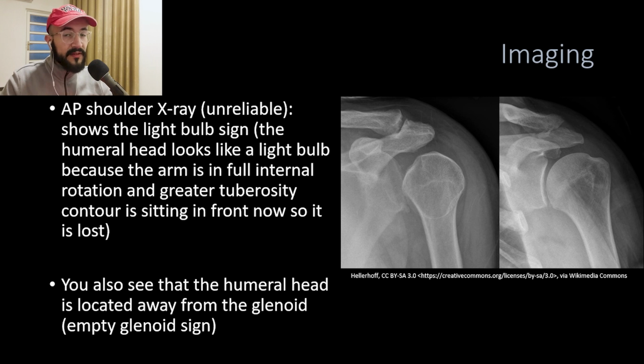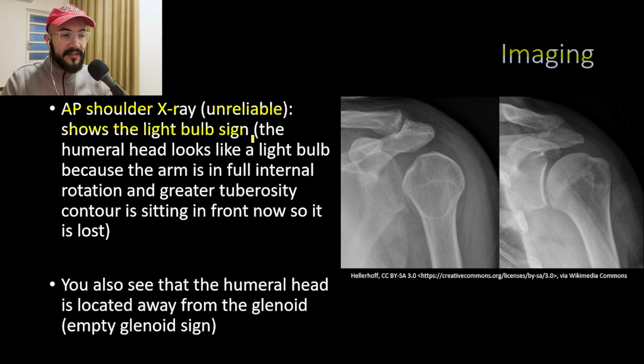Now let's talk about the imaging in posterior shoulder dislocations. The anteroposterior shoulder X-ray is ordered in these injuries, but it is unreliable because 50% of posterior shoulder dislocations would look normal on the AP shoulder X-ray. So it is unreliable, but it is mostly ordered anyway, and it shows the light bulb sign.